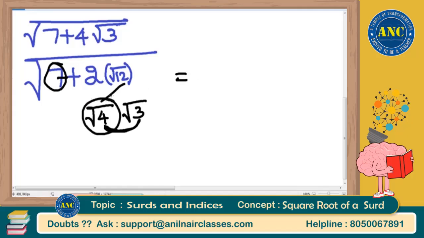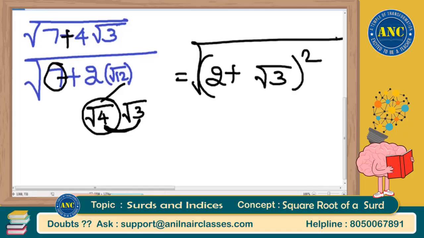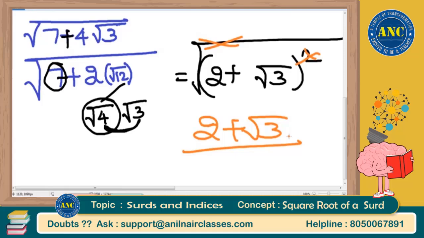That means write down this first term root 4, which is nothing but 2. Write down the second term root 3, and if it is plus here, write down plus. And then square it and then find the square root. Instead of every time writing the square root and square, you can directly stop at this point. 2 plus root 3 should be the answer.